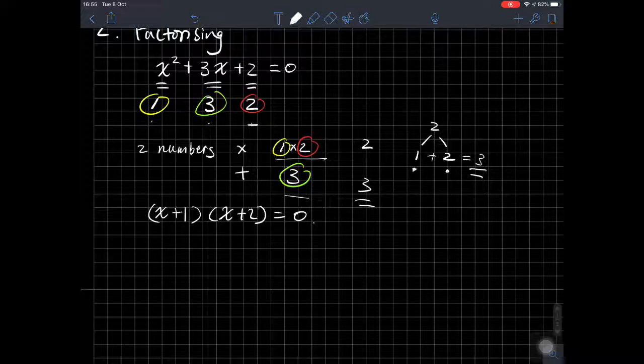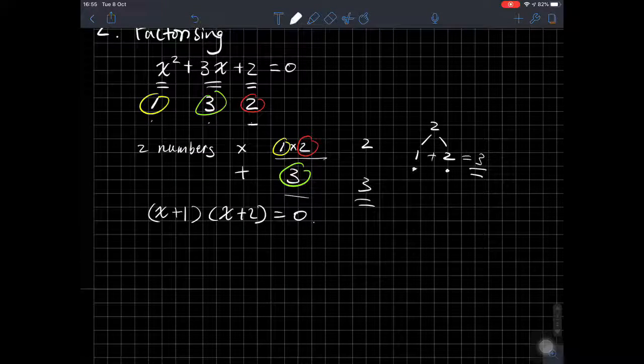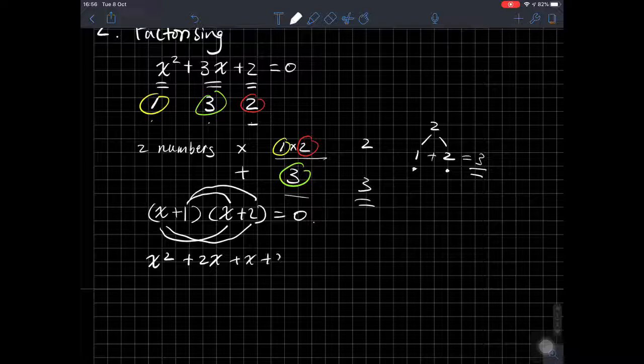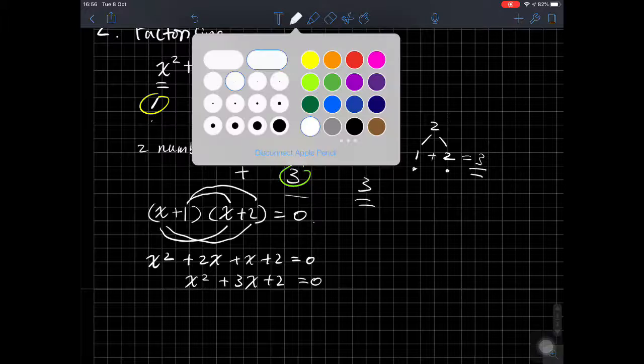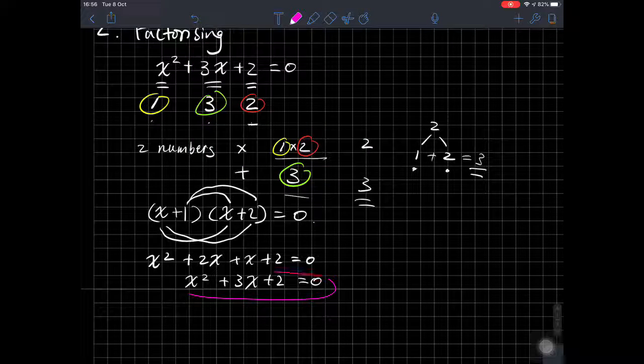Always check by expanding the bracket. x times x, x squared. x times 2 plus 2x. 1 times x plus x. 1 times 2 plus 2 equals 0. Now, x squared plus 3x plus 2 equals 0, which is exactly the same as what we started with.